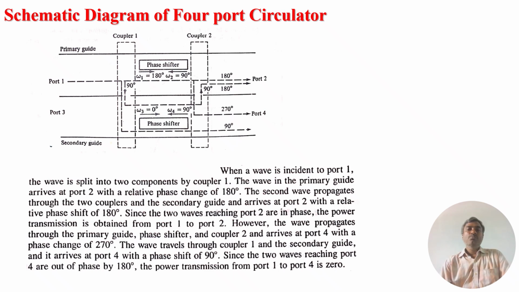Similarly, come to port 4. There are two signals available at port 4. The phase of one signal is 90 degrees and the phase of the other signal is 270 degrees. So both the signals are out of phase and get cancelled. So there will not be any output at port 4. In this way the circulator allows the signal to flow in only the forward direction, and it stops the signal in the reverse direction.